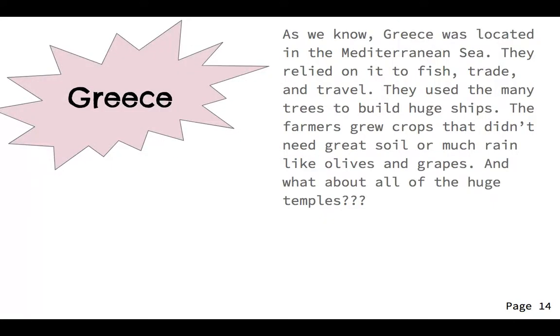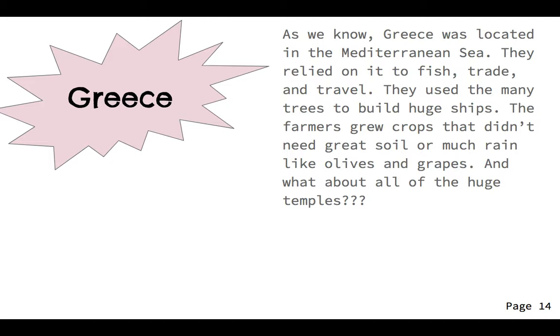Greece. As we know, Greece was located in the Mediterranean Sea. They relied on it to fish, trade, and travel. They used the many trees to build huge ships. The farmers grew crops that didn't need great soil or much rain, like olives and grapes. And what about all of those huge temples?